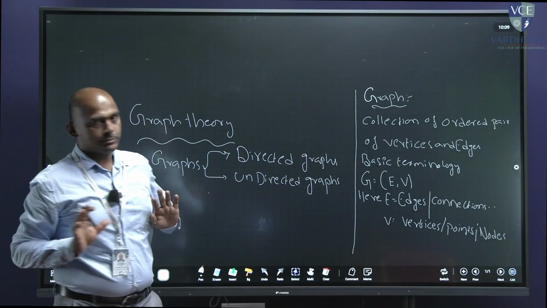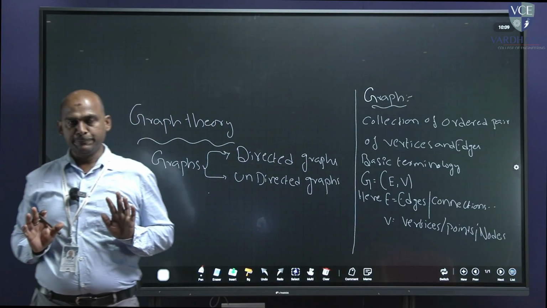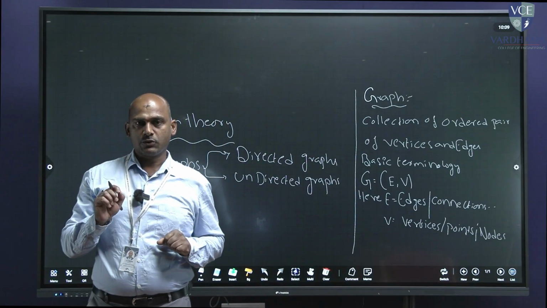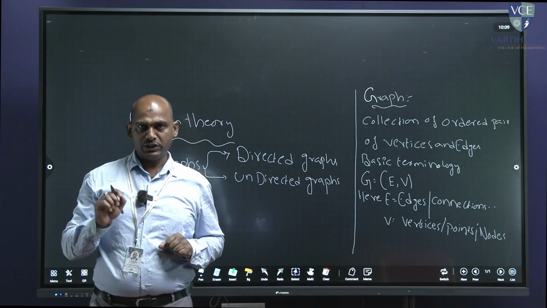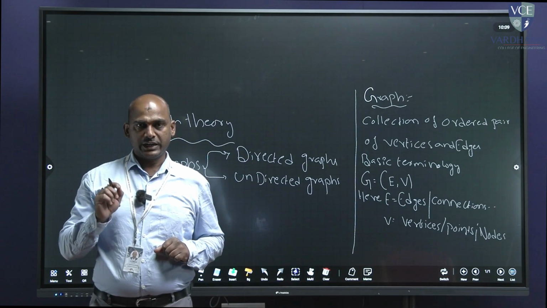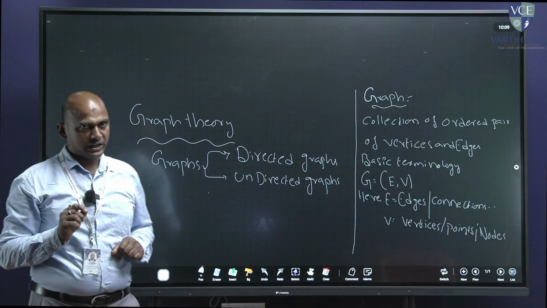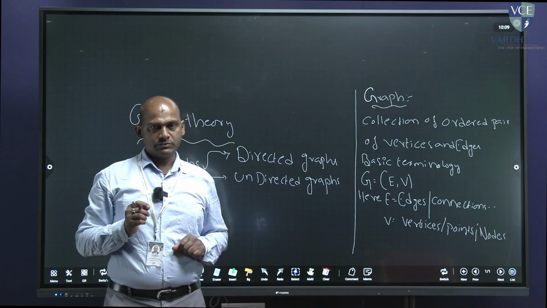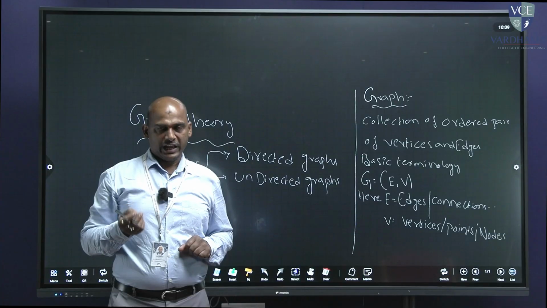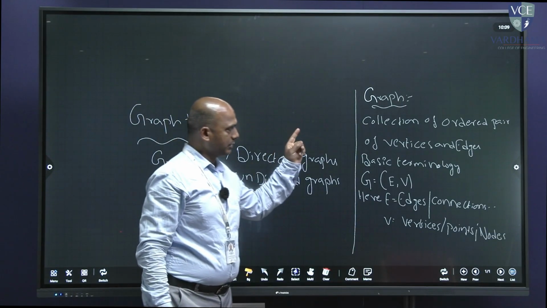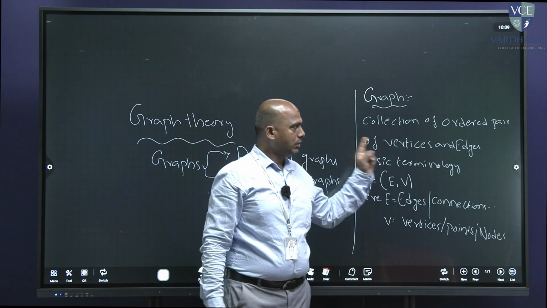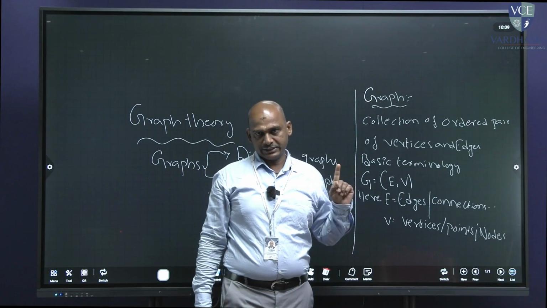So today's class is about introduction to graph theory. The study of graphs is called graph theory, which is useful in the field of modeling networks, data structures, and relationships in algorithms. Even in day-to-day life like statistical graphs, bar graph, pie graph, etc. The main definition of graph is nothing but a collection of ordered pairs of vertices and edges.